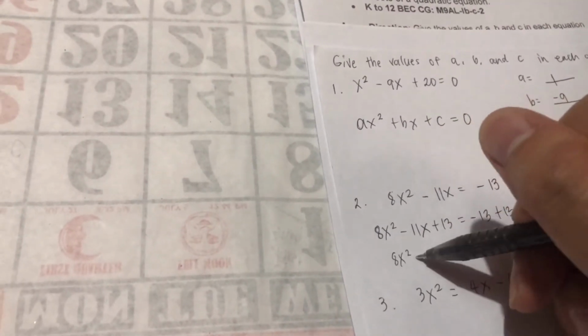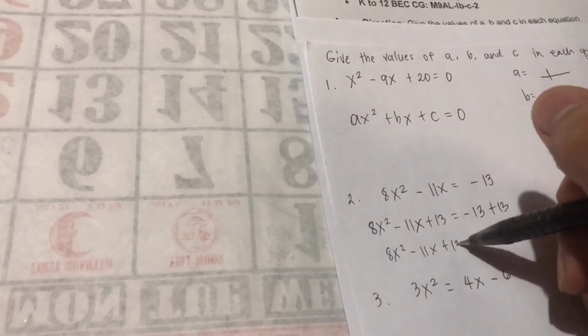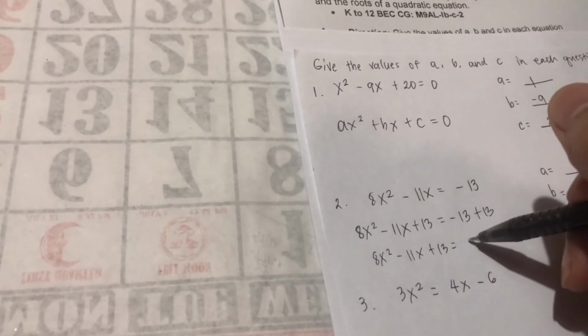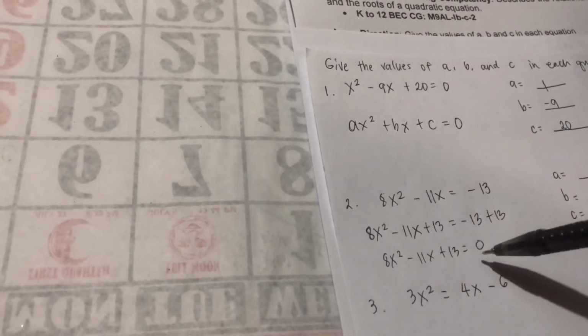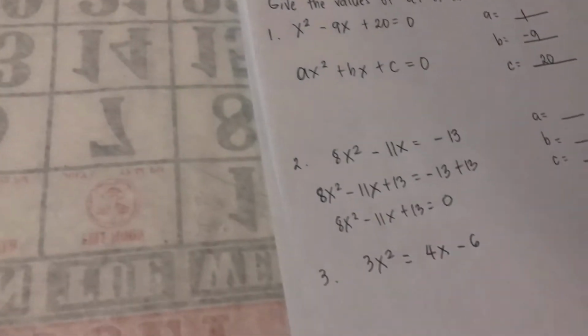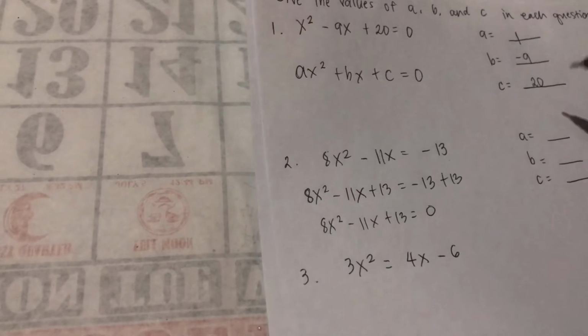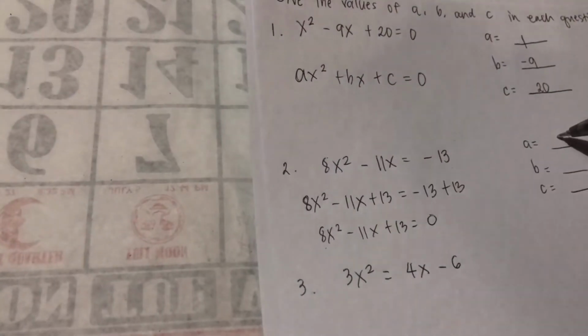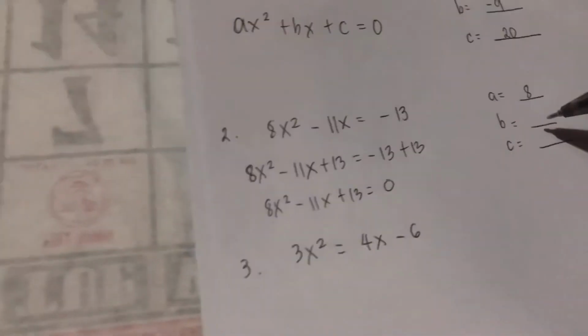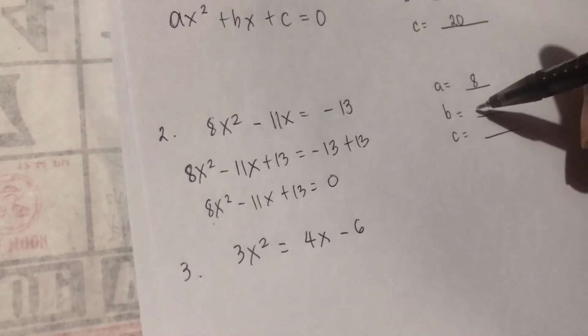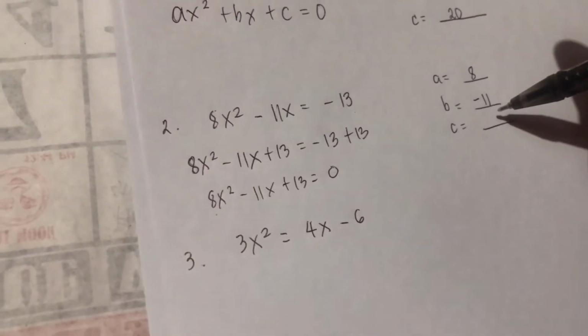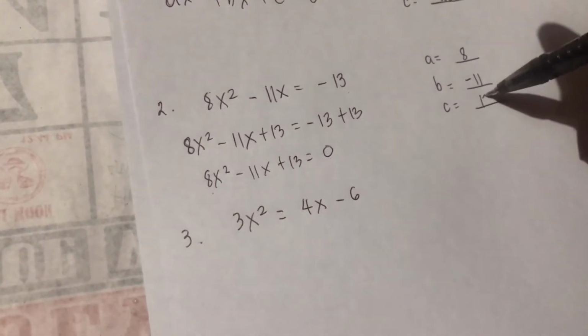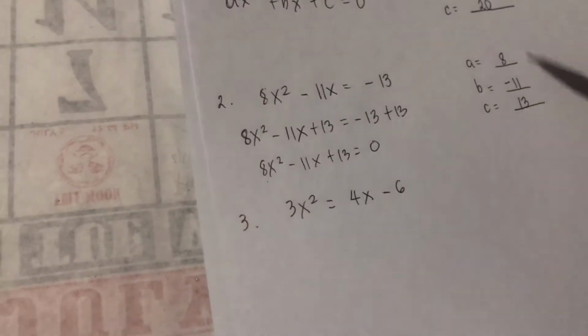8x squared minus 11x plus 13. As you can see dito, magiging 0 na yan. And look at this. 8x squared minus 11x plus 13 is equal now to 0. Nasa standard form na siya. So mabilis na natin makukuha yung value ni A, B, and C. Our A is 8. Ang B is what? Negative 11 and C is 13. Ayan. So yan yung sagot.